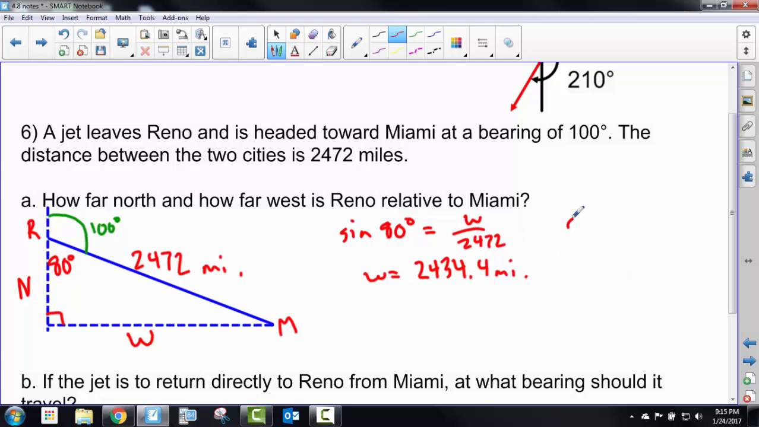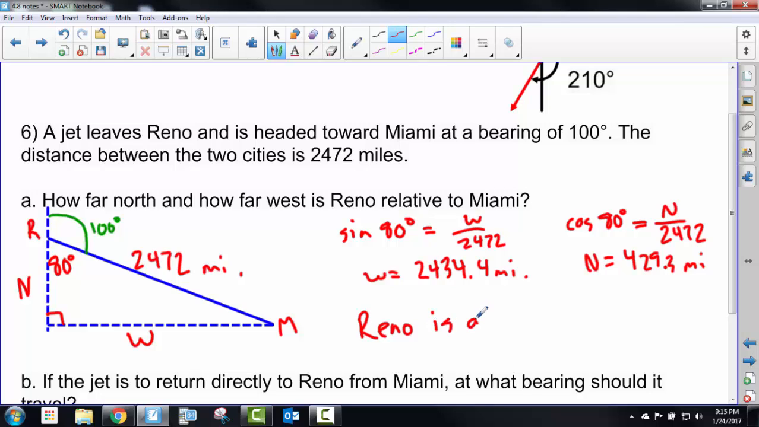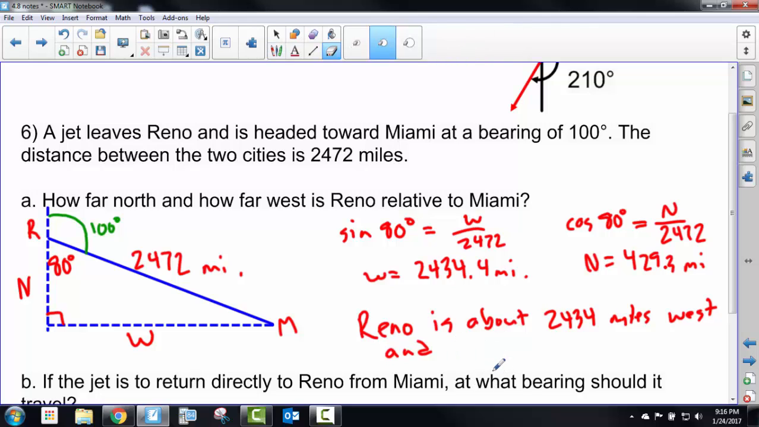And then we could do something similar. The cosine of 80 degrees is equal to our adjacent side divided by our hypotenuse. And we get our value for that side to be about 429.3 miles. So I'm going to go ahead and finish this with a somewhat complete sentence. Reno is about 2,434 miles west and 429 miles north of Miami.